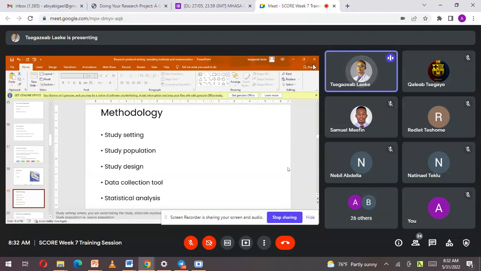And then you go on discussing your study population. So for study population, you have the source population and also the study population. So you have to explain your source population.